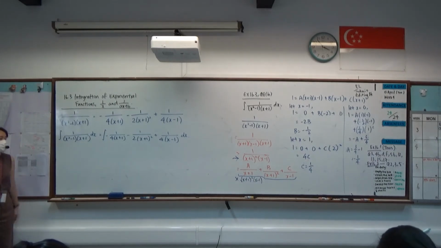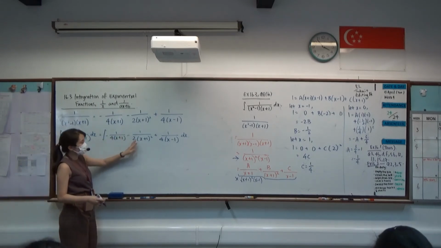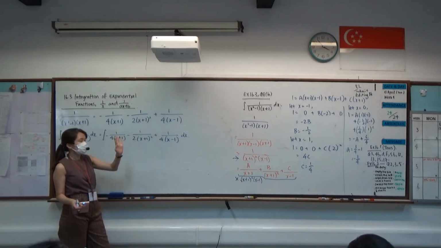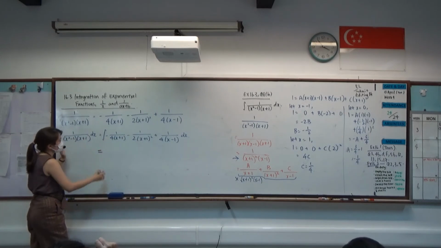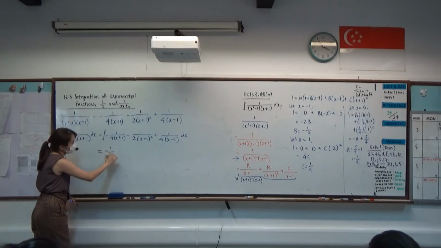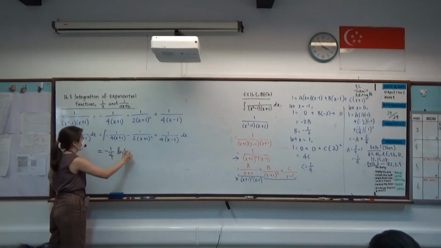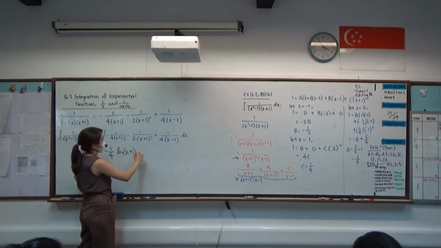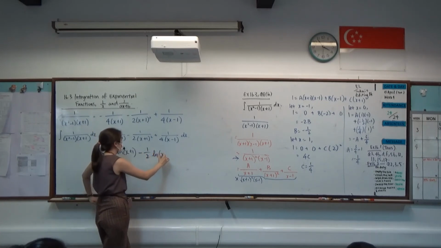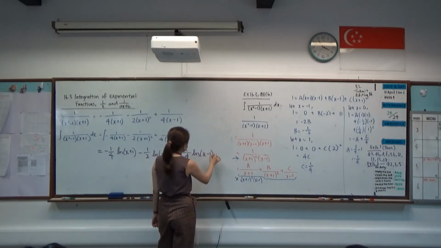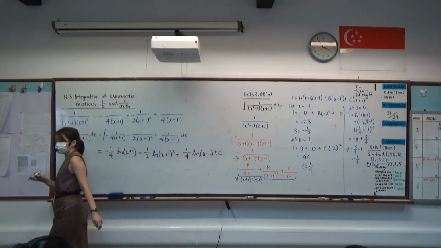Okay, so we're looking at integrating negative 1/4 (x plus 1) minus 1/2 (x plus 1) squared plus 1/4 (x minus 1). Okay, we know that integrating negative 1/4 (x plus 1) will give us negative 1/4 ln (x plus 1). Okay, then after that, we will get this as our answer. Am I right?